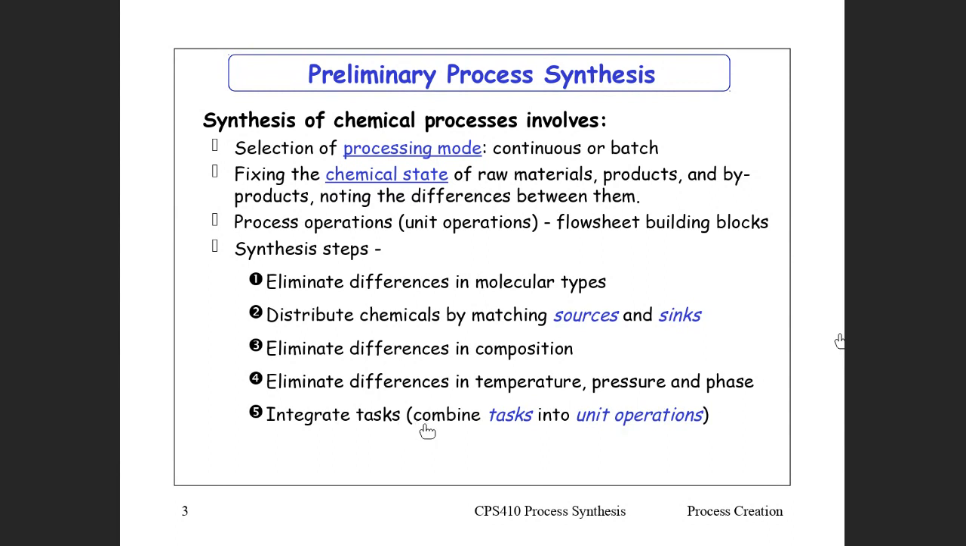So integrating tasks is simply the task of going from changes in temperature, pressure, and phase, and integrating them into unit operations, which might be able to do several of these tasks in a single unit operation. A kettle reboiler, for instance, can change the phase and it can change the temperature. You can put in a cold stream into a kettle reboiler and change the phase to a vapor phase, even though you have to preheat it. It can be preheated in the same unit operation. So that's what integrated tasks is all about.